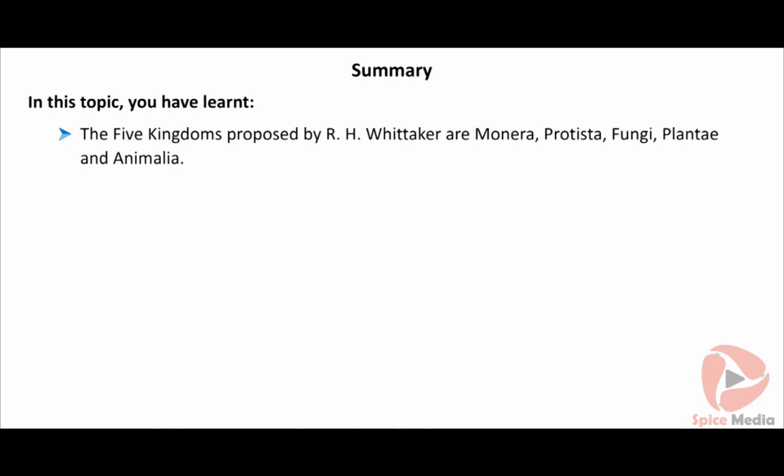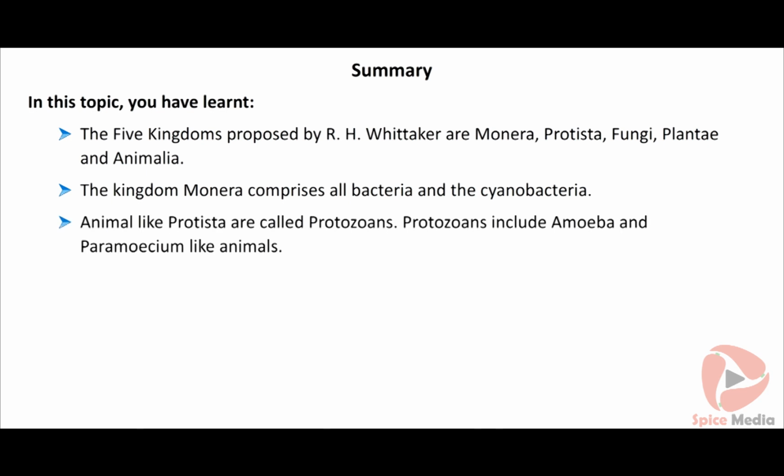In this topic, you have learnt the 5 kingdoms proposed by R. H. Whittaker are Monera, Protista, Fungi, Plantae and Animalia. The kingdom Monera comprises all bacteria and the cyanobacteria. Animal-like Protista are called protozoans. Protozoans include amoeba and paramecium-like animals.